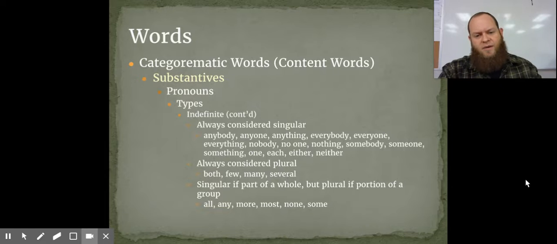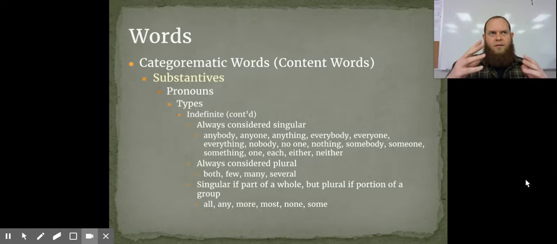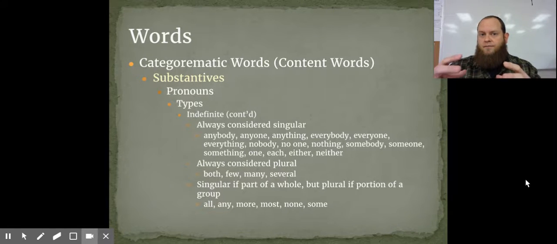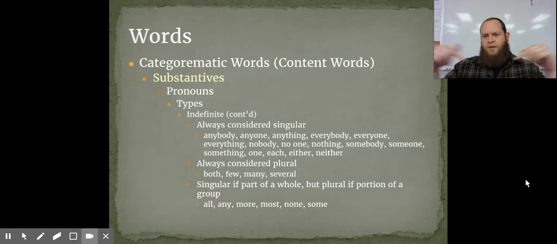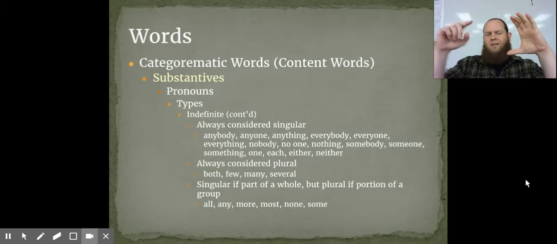But the toughies there are the half dozen on the bottom: all, any, more, most, none, or some. And if I wanted to talk about some of my garden, well, my garden is a singular thing, boom, and then some portion of it, right?